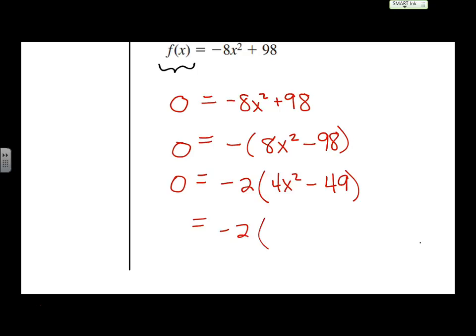So we can factor it. The signs must change. We make a 2x and 2x, and 2x times 2x makes 4x squared, and plus 7 and minus 7, and 7 times 7 makes 49.